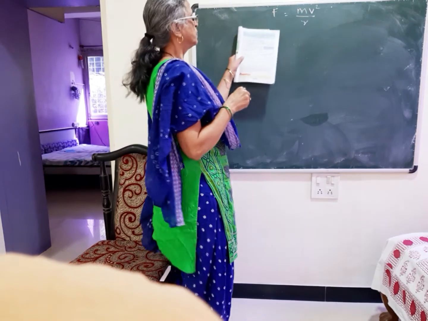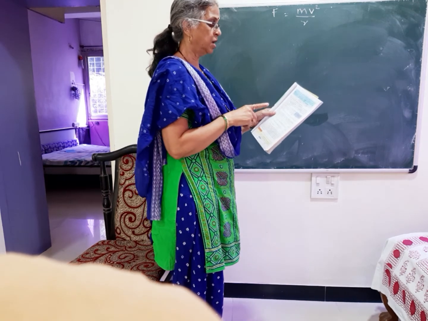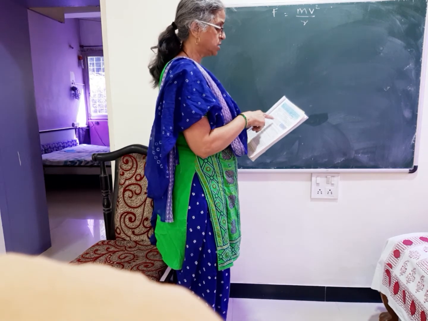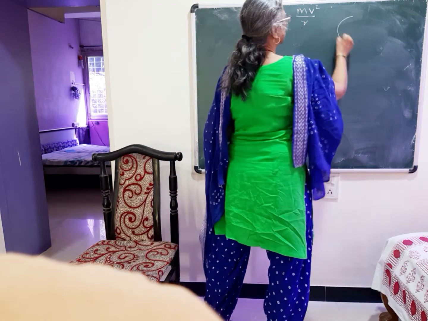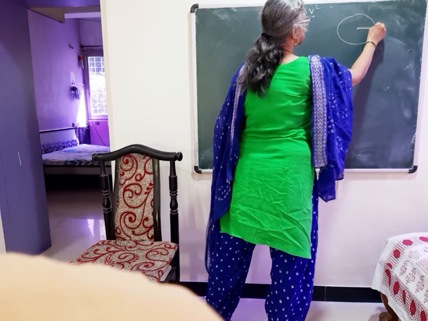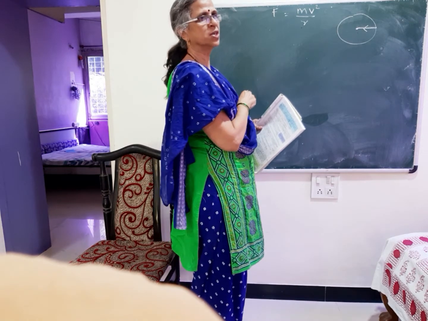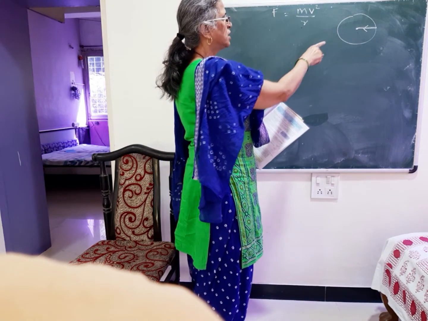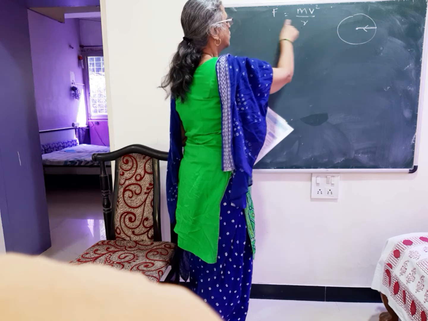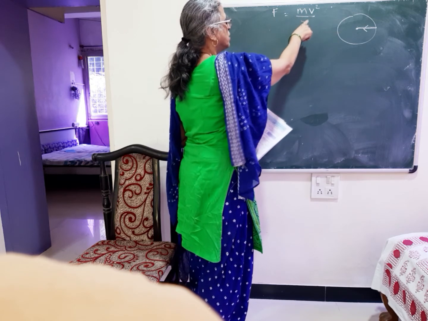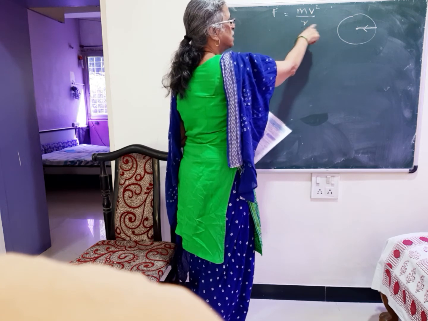Where F is the centripetal force, m is the mass of the object, v is the speed of the object, and r is the radius of the circle. Followed? We have yesterday seen that whenever circular motion is there, the force is always directed towards the center, and this force is only responsible for the motion of the object. That is the reason it is a centripetal or center seeking force. Followed? So the value of this force is given by mv square upon r, where m is the mass of the object, v is the speed of the object, and r is the radius of the circle.